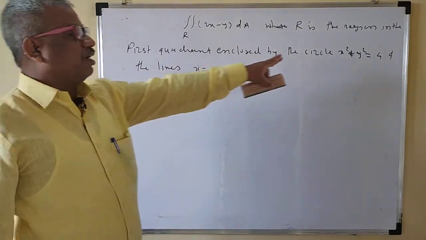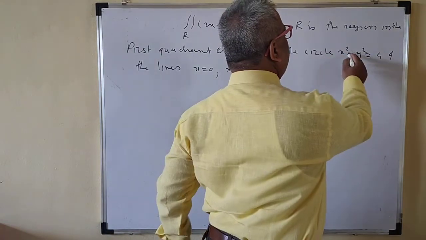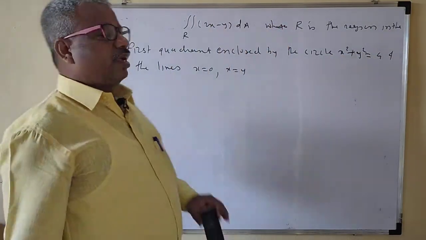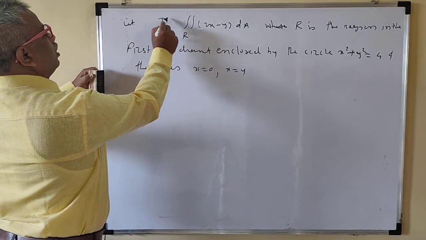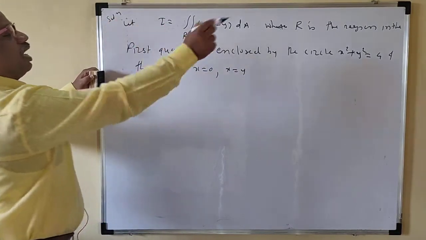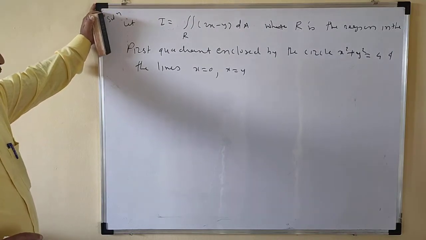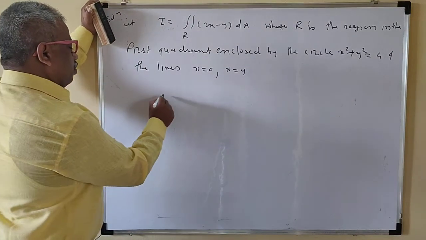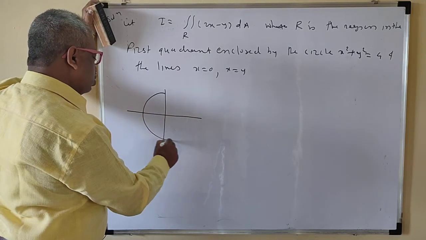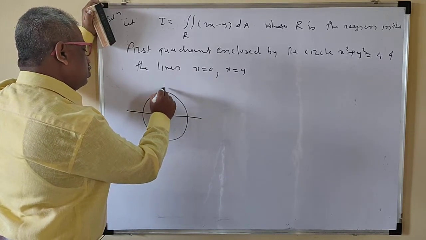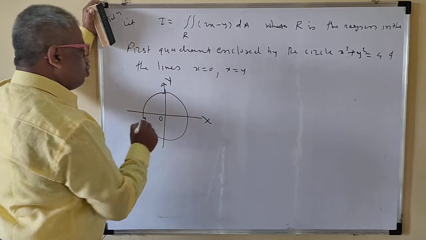Now see, the circle is there, x square plus y square. The circle is there means what? We'll apply the polar formula. Okay, so let r is equal to this. Solution, where R is the same. Okay, so we have to draw the figure now. So now first draw the circle. Okay, so this is your y-axis, this is your x-axis, this is your origin.